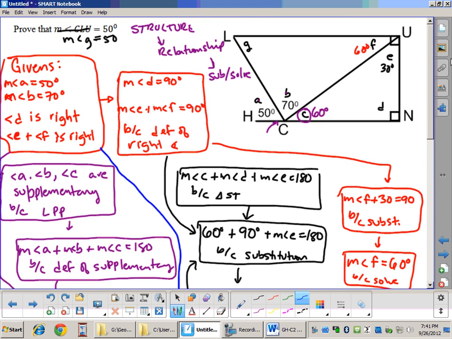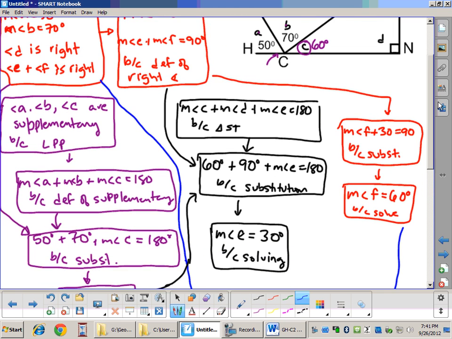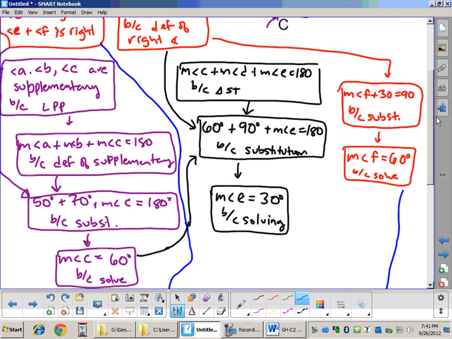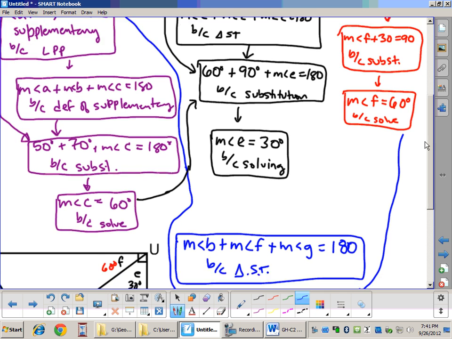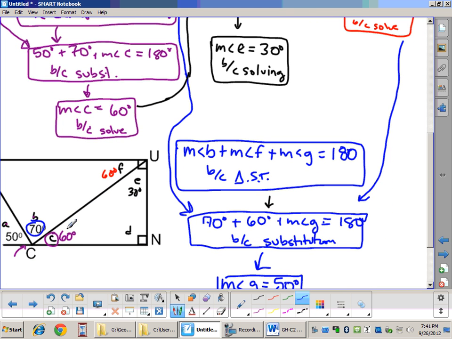Okay. Now, I am aware how complicated this looks, guys. Big proofs like this, real proofs are complicated. But again, think about the steps. They're really, really simple. Linear pairs, triangle sum, complementary, triangle sum. That's all it is. Now the steps have to be vetted out, and I know ultimately that's where we're having the most trouble. But again, I encourage you.